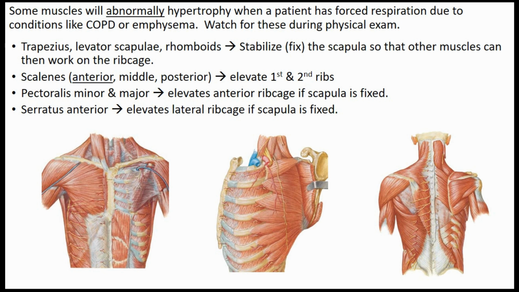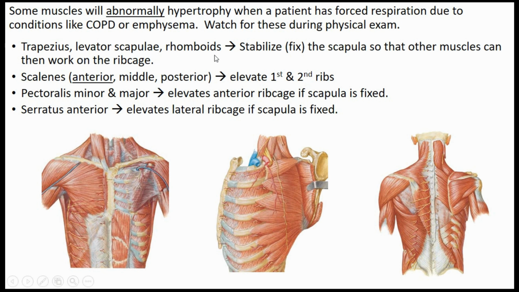And if you're out of breath from a run or something like that, and you find yourself leaning forward on your elbows on a table or something like that, it's because your body's telling you, hey man, I need a little help elevating the ribs. I'm exhausted. Let's bring those upper limb muscles into the mix as well.